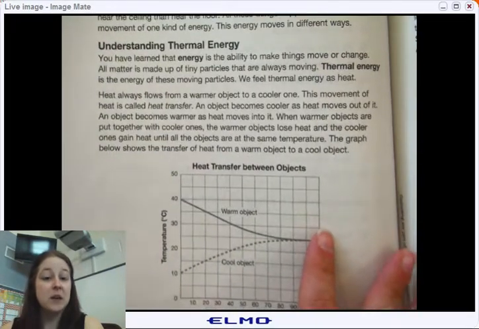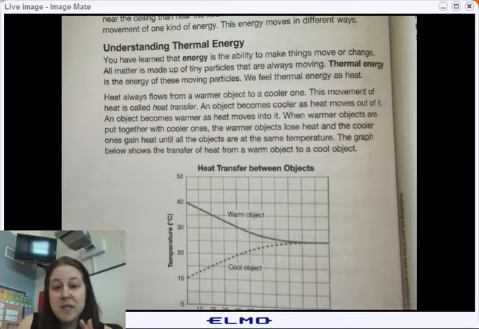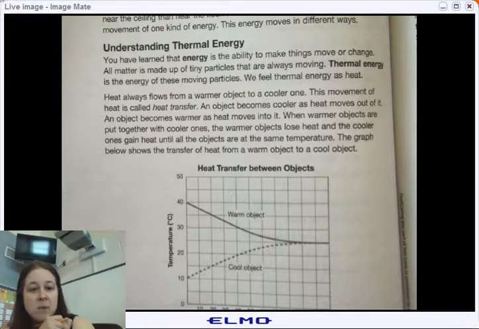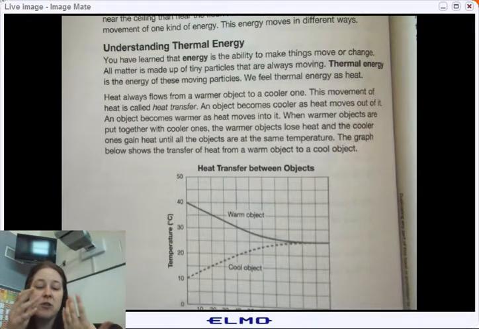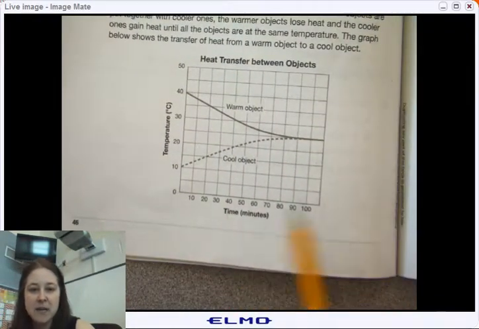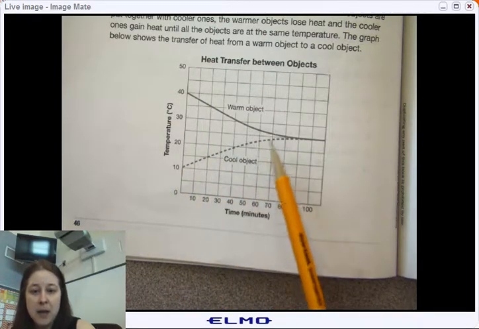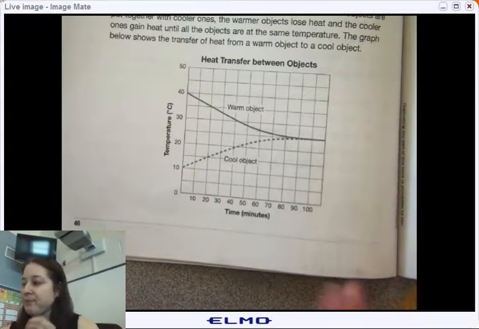This movement of heat is called heat transfer. An object becomes cooler as heat moves out of it. An object becomes warmer as heat moves into it. When warmer objects are put together with cooler ones, the warmer objects lose heat and the cooler objects gain heat until all the objects are at the same temperature. The graph below shows the transfer of heat from a warm object to a cool object. So if you look at the time in minutes, you'll see that a warm object is cooling down, but then the cooler object is warming up, and eventually they become the same temperature.